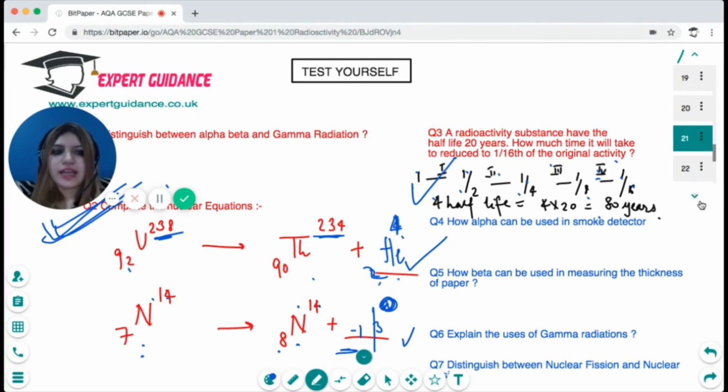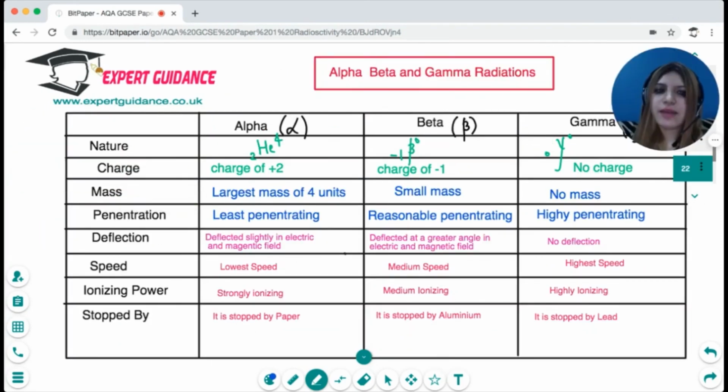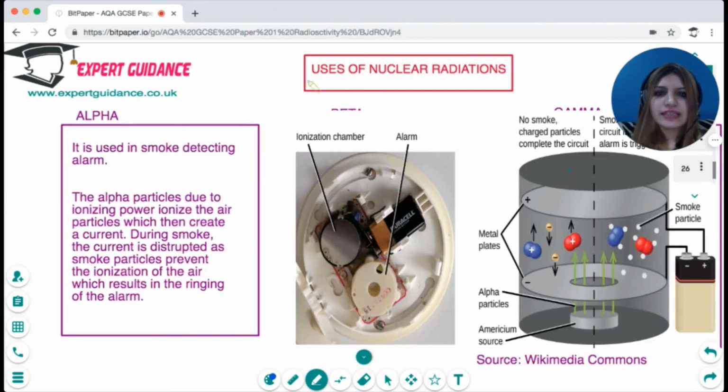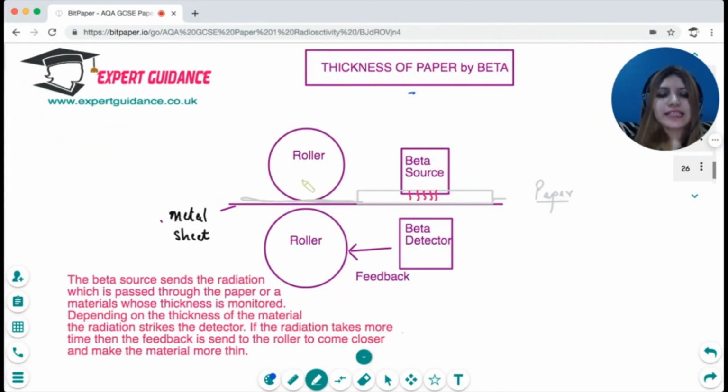Okay. Now for distinguish between alpha, beta, and gamma, this is the difference. We have already discussed them in the slide, so you can go back and read that there. But make sure you remember all these differences. They are very, very important. Next is the use of alpha in the smoke detecting. We have already discussed this, how the ionizing power of the alpha makes it useful to be used in smoke detecting alarm.